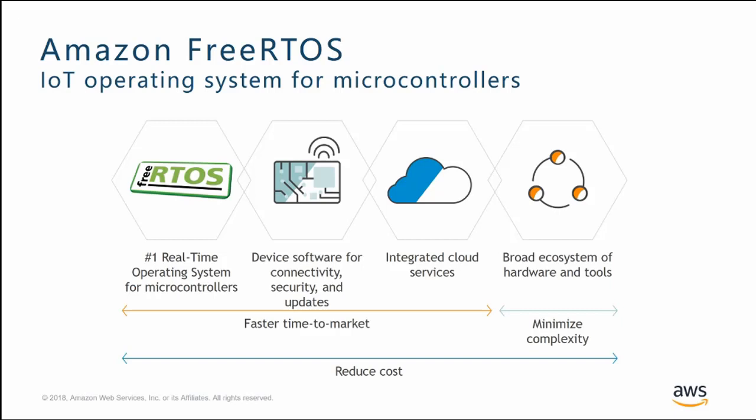And we did this by starting with the #1 real-time operating system for microcontrollers called FreeRTOS. So we took that FreeRTOS kernel and then we extended it with device software for connectivity, security, and over-the-air updates. We then developed a set of integrated cloud services that facilitate the use of our device software. And we did this all with a broad ecosystem of hardware and tools partners so that you can use Amazon FreeRTOS in your chosen environment.